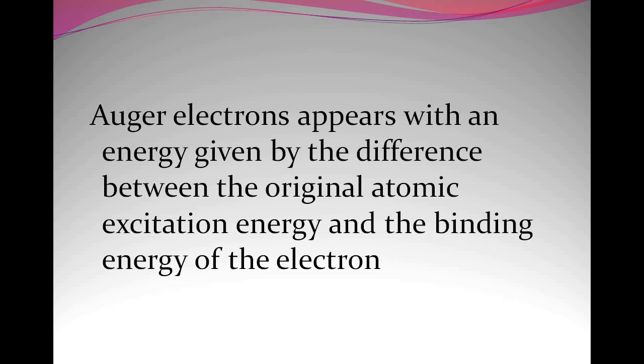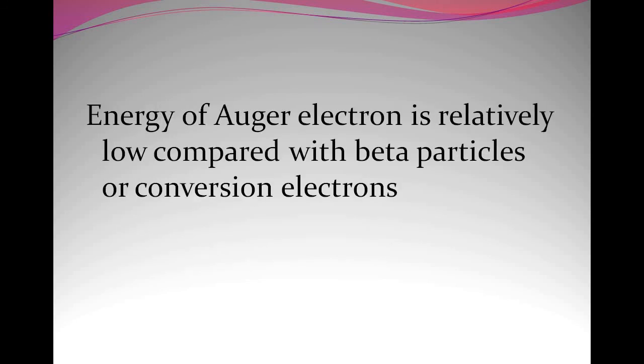These Auger electrons appear with an energy given by the difference between the original atomic excitation energy and the binding energy of the electron. This is an expression similar to what we got in internal conversion. And the energy of an Auger electron is relatively low compared with beta particles or conversion electrons. That is also known to us. The energy levels in the atomic states are much lower than those in the nuclear region.